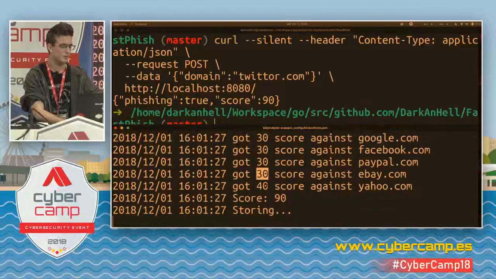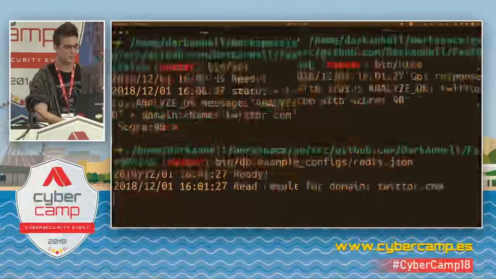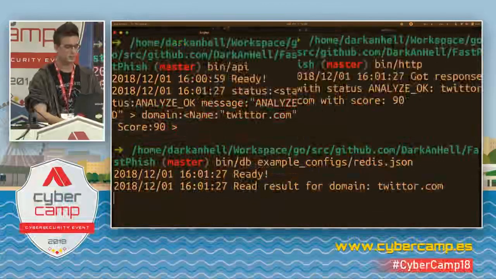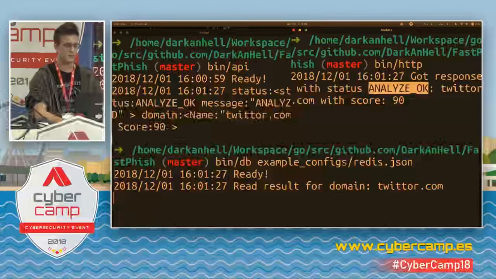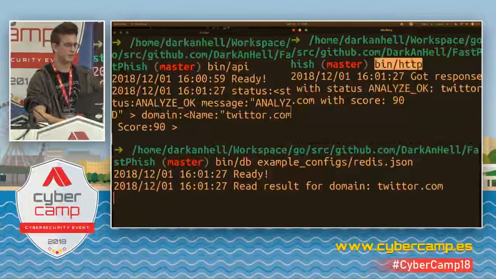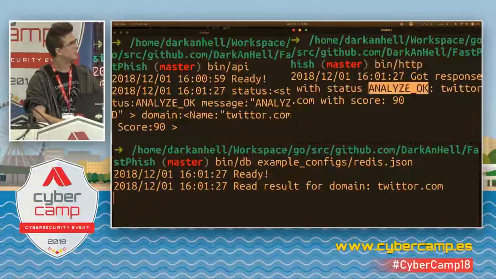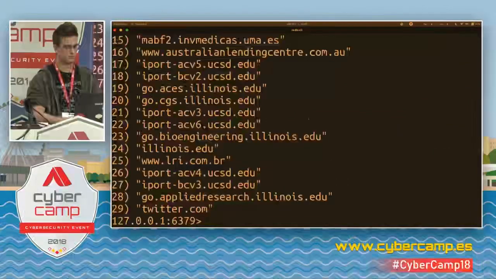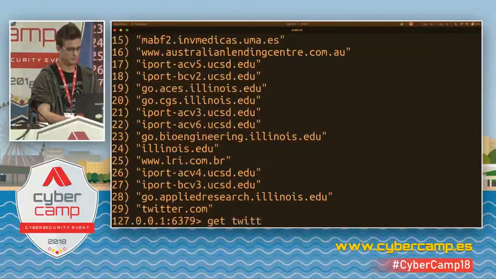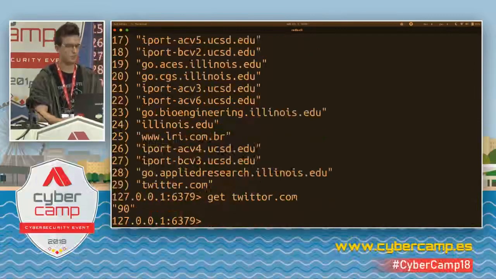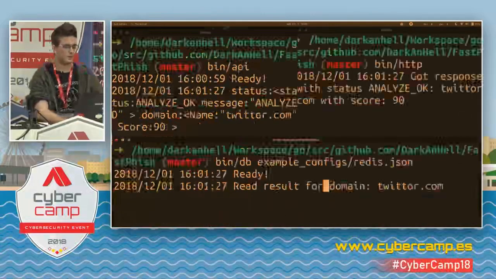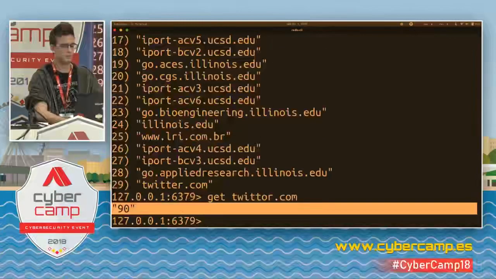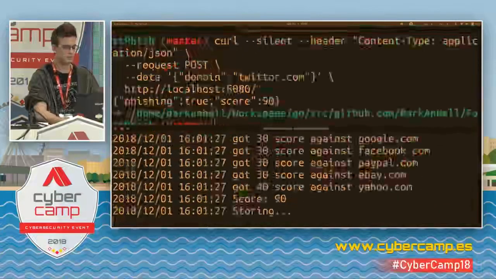And you say this is phishing against Twitter. For all others, the score is way too low. And here, everything has gone through HTTP, as we've done before, looked into it, gone through the API because it was a user. And then if we go back to Redis, it's been stored into the database. See that the score is there?